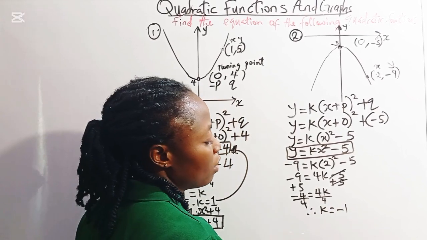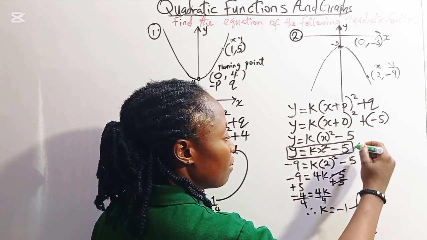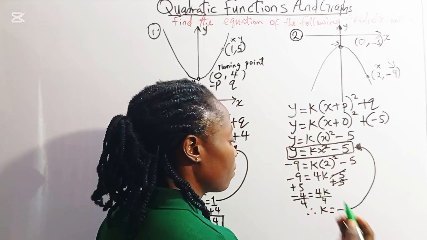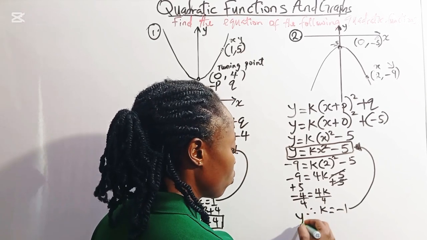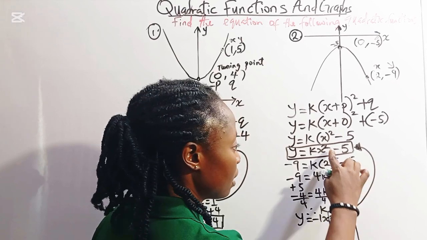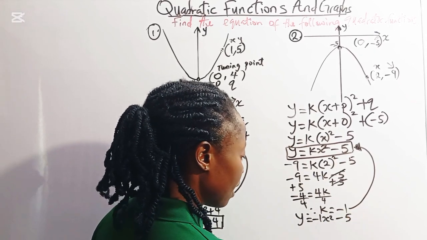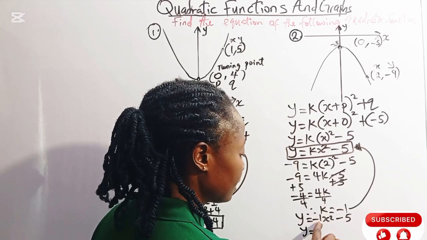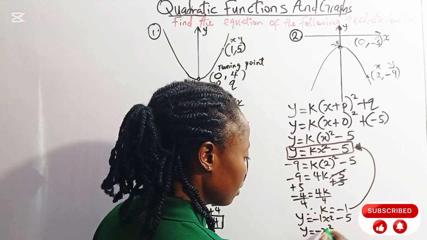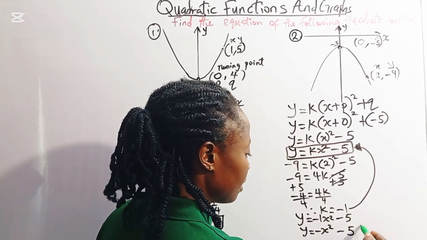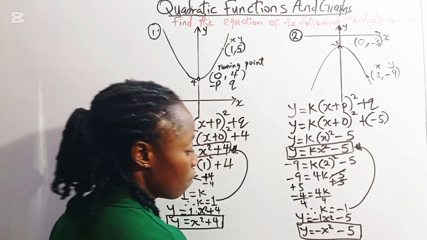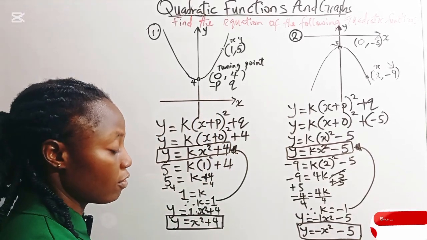Now that we've gotten the value of k, we are putting it back in our formula here to get the equation of this quadratic function. So let's do that. We have y equals, our k is what? -1 x squared, then minus 5. So y equals -1 times x squared, that's negative x squared, good, minus 5. And this is the equation of the quadratic function.